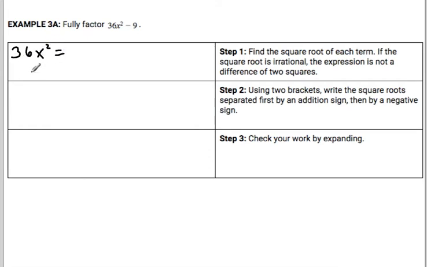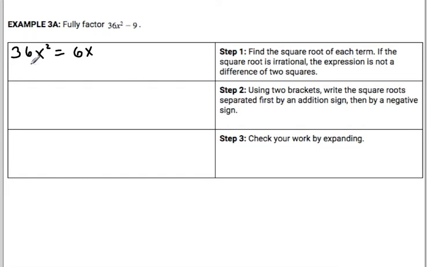If I look for the square root of 36x squared, the square root of 36 is 6. 6 multiplied by 6 is 36. The square root of x squared is x. X multiplied by itself is x squared.